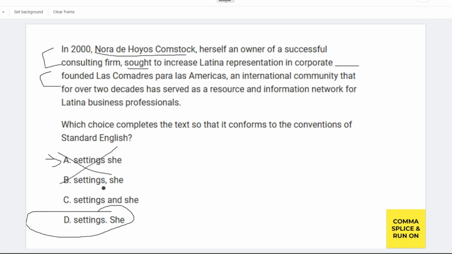Second, we have a comma. This is a comma splice. A comma splice is when you are connecting two independent clauses with a comma, without FANBOYS, which we will discuss on the next slide. So this one is a comma splice, out. C again is a run-on sentence because it's connecting with the wrong punctuation. So your answer is D.